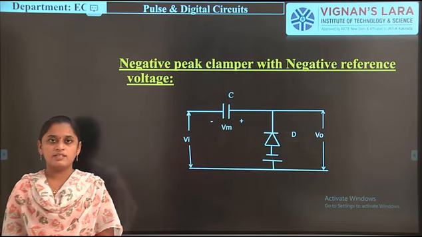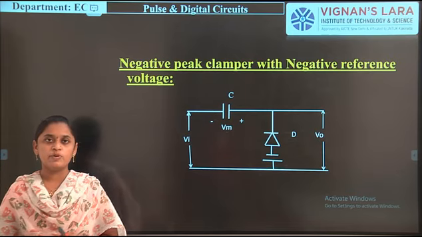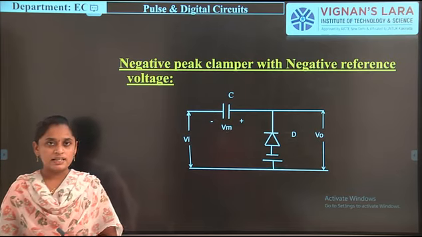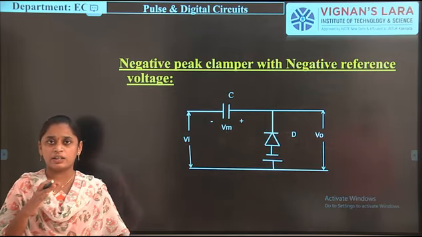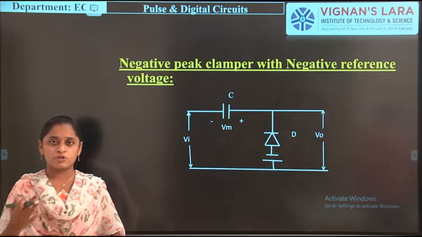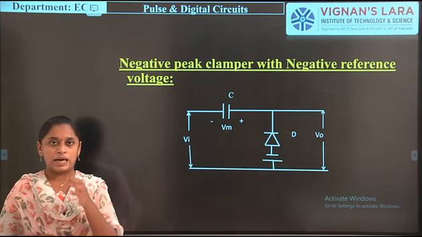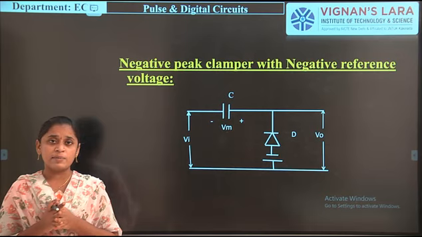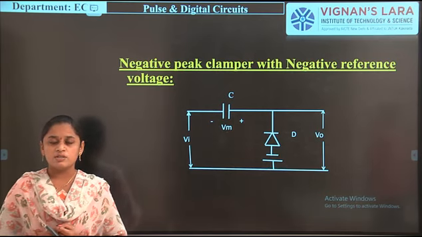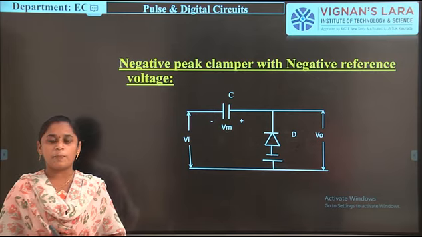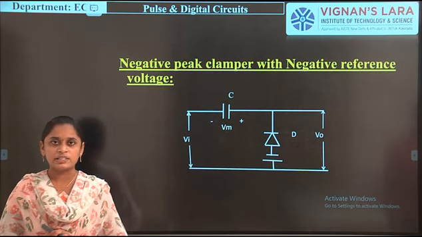So, good morning students. In the previous class we discussed the clamper, that is the positive clamper or negative peak clamper. We discussed what is meant by a positive clamper, how it works, and the purpose of the positive clamper. We also discussed the positive clamper with zero reference and positive reference. In this class we discuss the positive clamper or negative peak clamper with negative reference voltage.